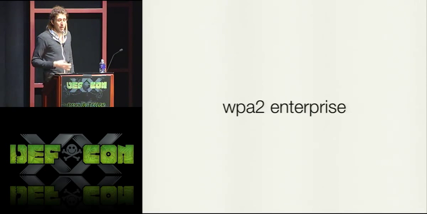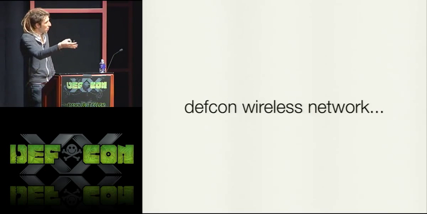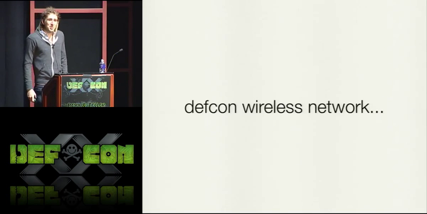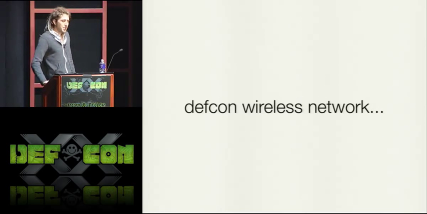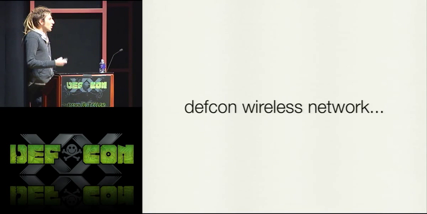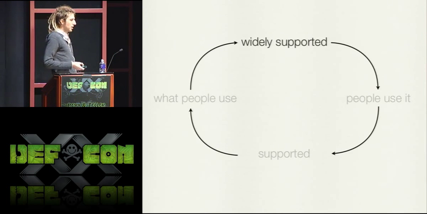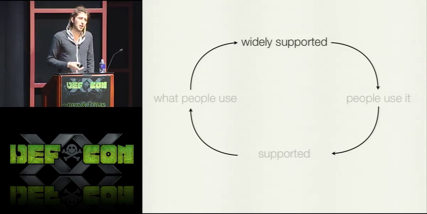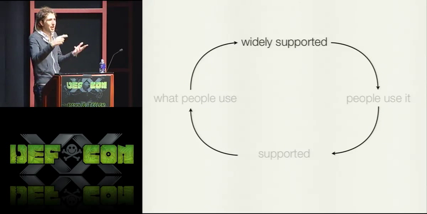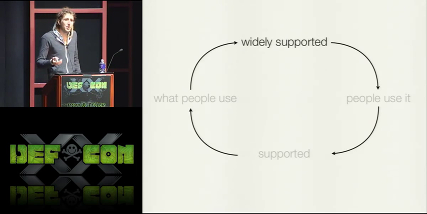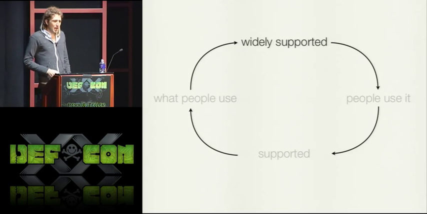You also see it in WPA2 Enterprise setups. It's very common. For instance, the DEF CON wireless network is using MS-CHAPv2 as its inner authentication credentials. So what's the deal? Why is this so popular? Well, I feel like there's this cycle, right, where it's really widely supported. It's built into Windows XP. It's the only VPN authentication method supported in Ubuntu by default out of the box. And so it's what people use.